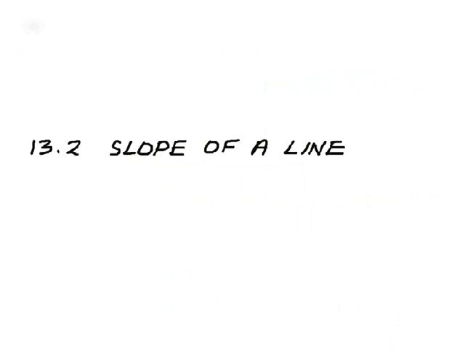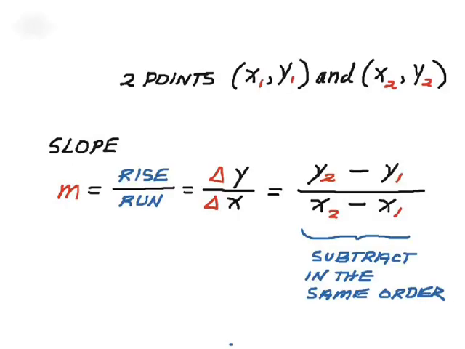Lesson 13.2 is about the slope of a line. The formula for slope is the vertical change in a line between 2 points over the horizontal change in the line between 2 points. So if we take two ordered pairs, (x1, y1) and (x2, y2), it's the change in y over the change in x.